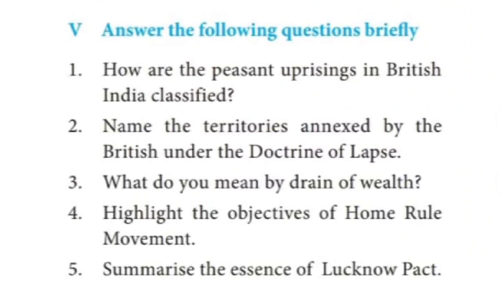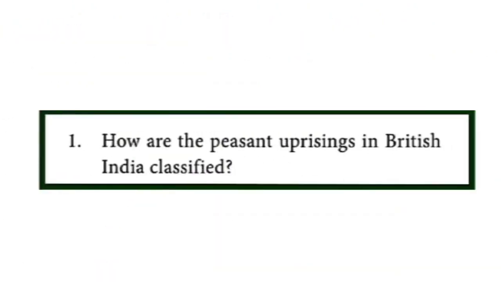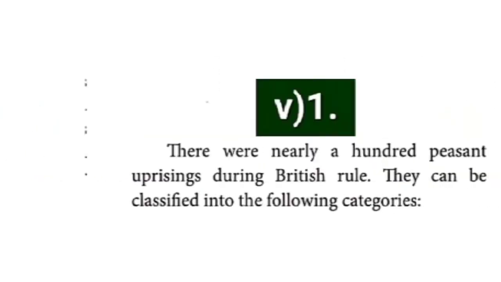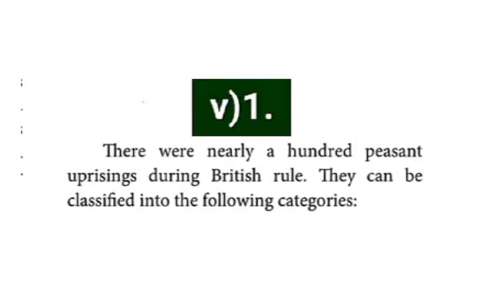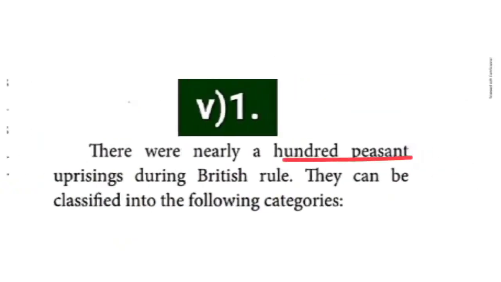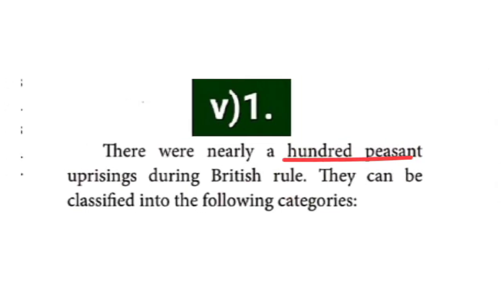Children, this is the question: how are the peasant uprisings in British India classified? The answer is given on page number 75, under 7.1. There were nearly 100 uprisings. Peasants in the sense farmers. Uprising in the sense revolt. There were nearly 100 revolts during the British rule.